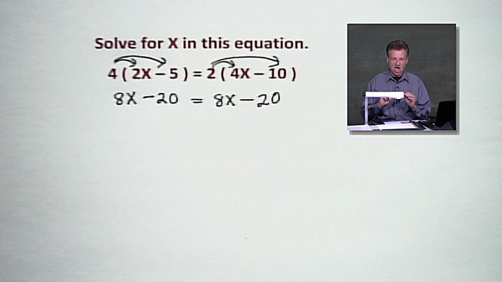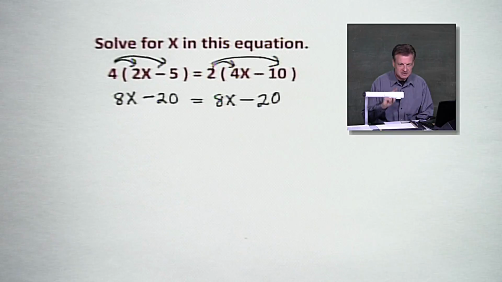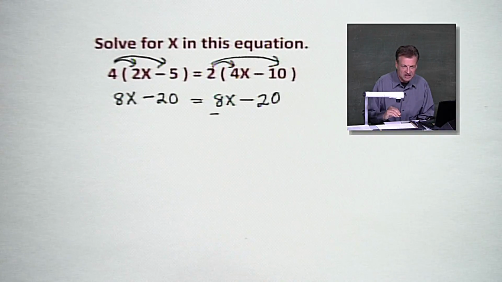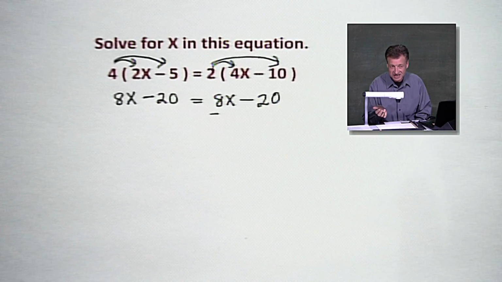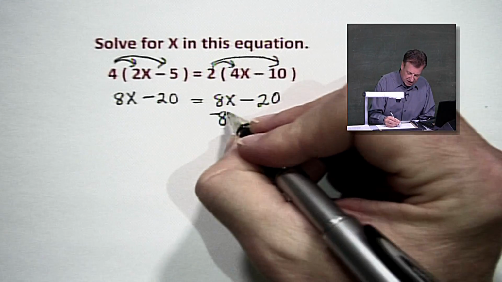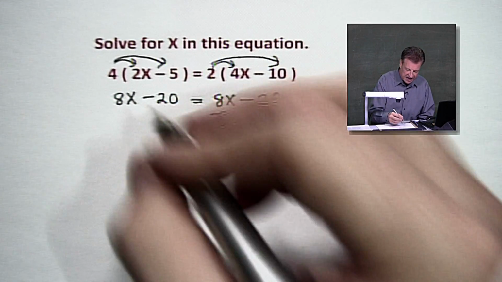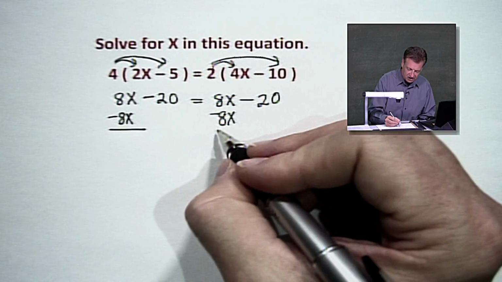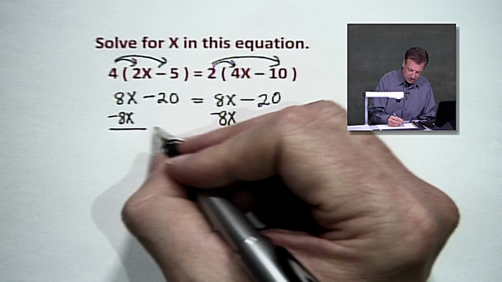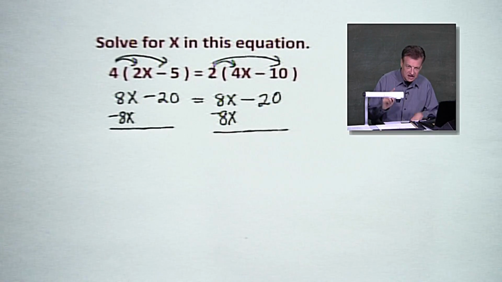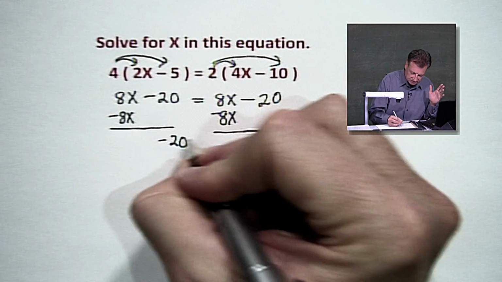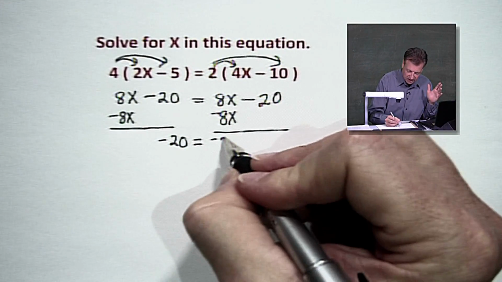That looks very unusual. And let me tell you why it looks very unusual, because when we start to move this 8x over to the other side, because that's what we want to do, get our x's together, when we take minus 8x here, and we take minus 8x to the left, uh-oh, what has happened? You take a look. Y'all tell me, what's going on here? We have a negative 20, and we have a negative 20.